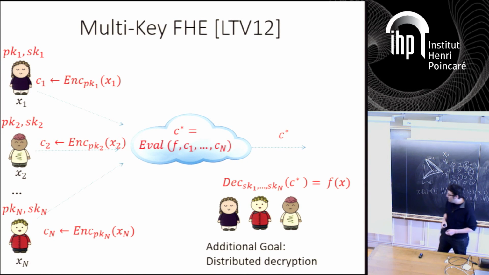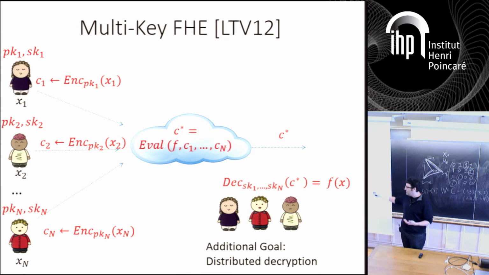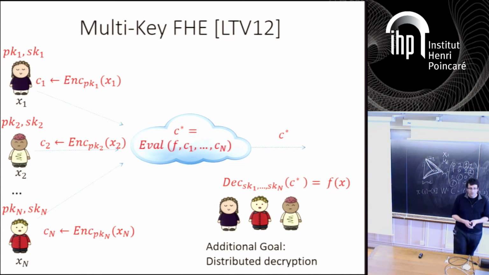In fact, usually we want something additional, an additional goal here, which is that there's some nice way to do this decryption operation in a distributed way without the parties just revealing the secret key to each other. In some way that hides the secret key but reveals f of x. There should be some nice protocol to do this decryption.